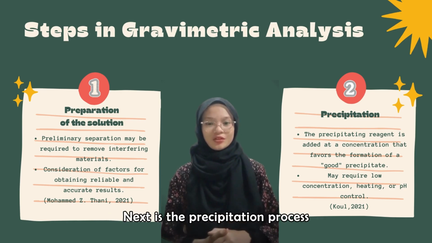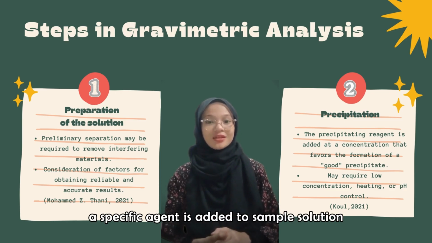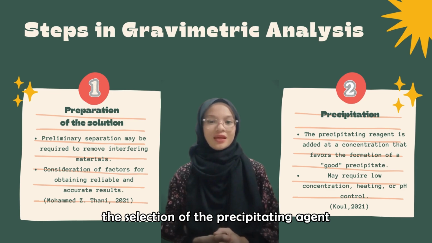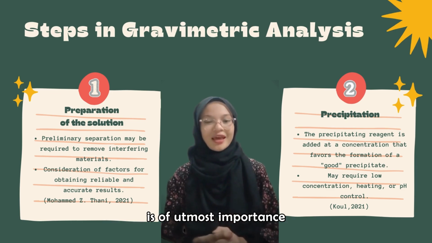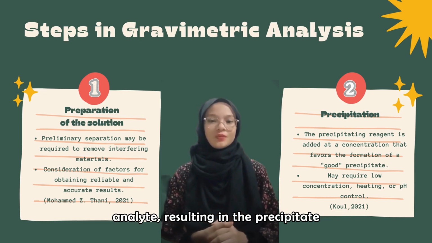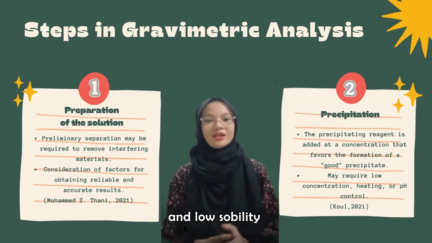Next, in the precipitation process, a specific agent is added to the sample solution to create a precipitate by reacting with the analyte. The selection of the precipitating agent is of utmost importance as it needs to react selectively with the desired analyte, resulting in a precipitate that has minimal impurities and low solubility.